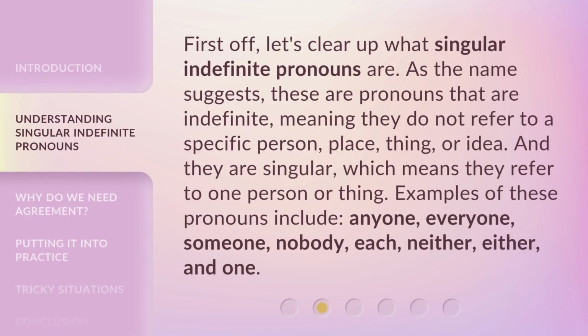First off, let's clear up what singular indefinite pronouns are. As the name suggests, these are pronouns that are indefinite, meaning they do not refer to a specific person, place, thing, or idea. And they are singular, which means they refer to one person or thing. Examples of these pronouns include anyone, everyone, someone, nobody, each, neither, either, and one.